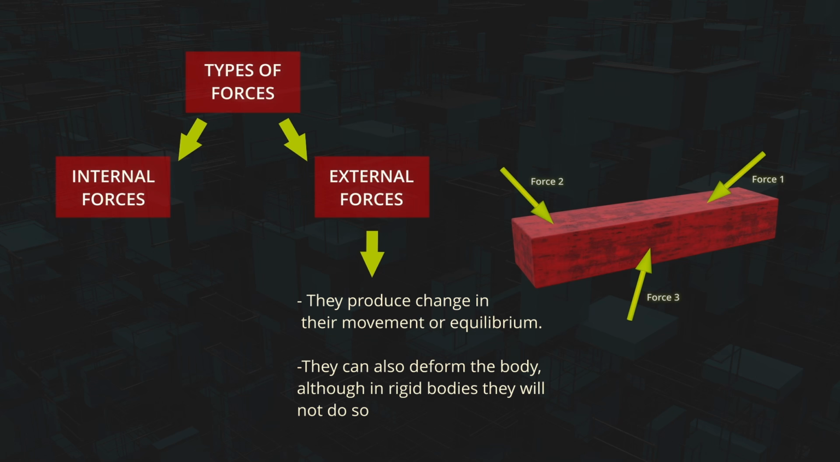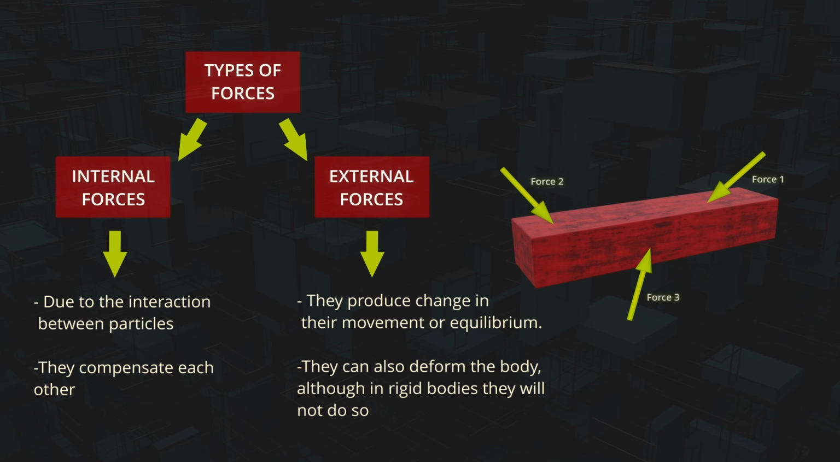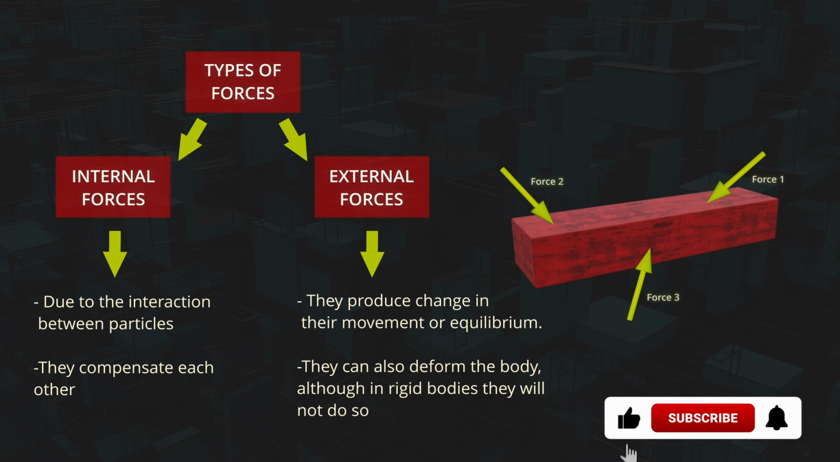Internal forces, on the other hand, arise within the rigid body due to interactions between its particles. They do not directly affect the body's motion or equilibrium since they cancel each other out. An example of an internal force is cohesion, which holds the particles of a solid together. In this video, we will focus on analyzing external forces and their effects on rigid bodies.